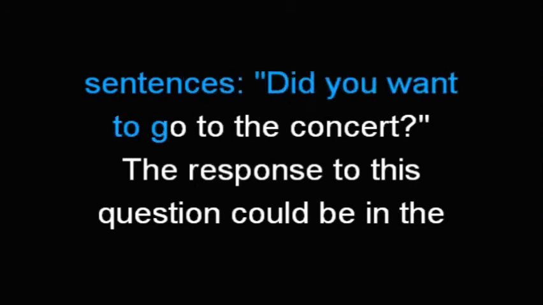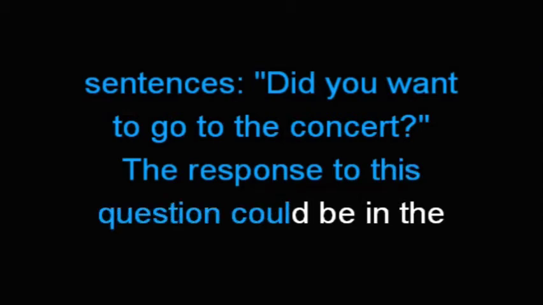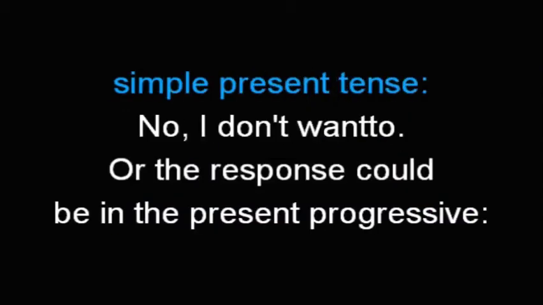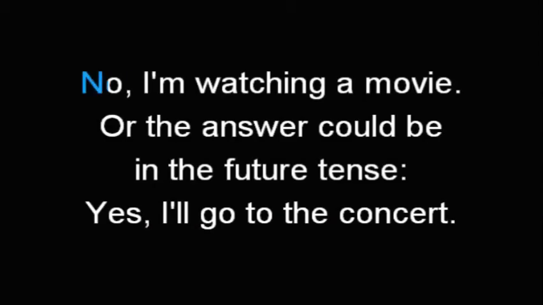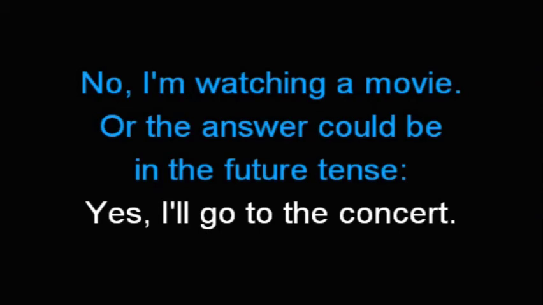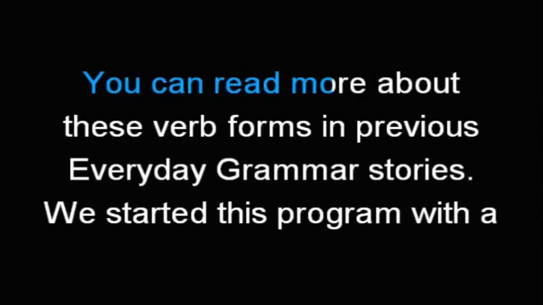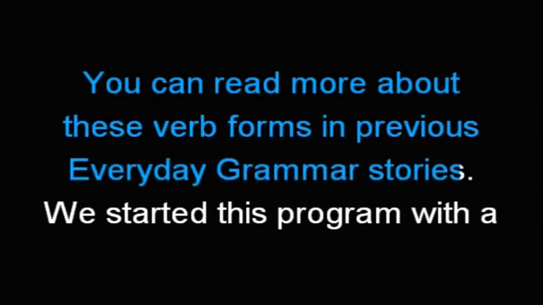Consider one of our example sentences. Did you want to go to the concert? The response to this question could be in the simple present tense. No, I don't want to. Or the response could be in the present progressive. No, I'm watching a movie. Or the answer could be in the future tense. Yes, I'll go to the concert. You can read more about these verb forms in previous everyday grammar stories.